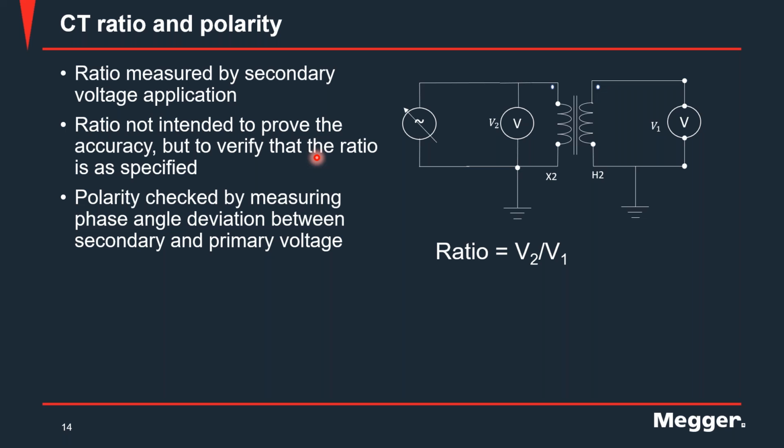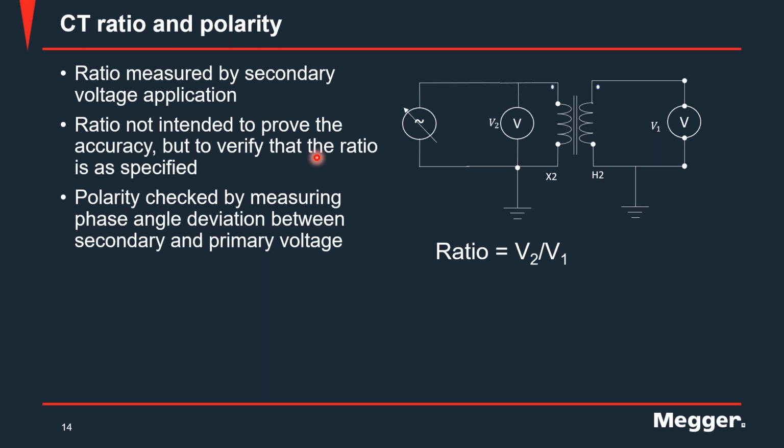When we do the CT ratio test, we also check the polarity of the CT. The polarity of the CT is equally important. It's important to know the ratio so that we know that the CT is performing, so that we would be able to reliably measure the current that's flowing through the primary. But it's also equally important to check the polarity to make sure that there won't be any problems.